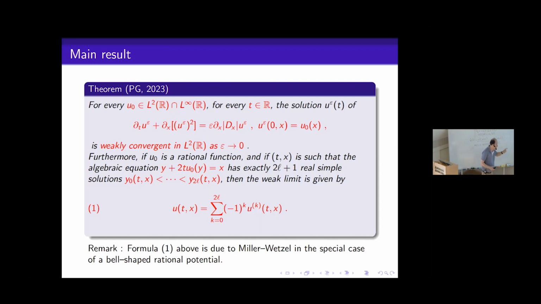So this formula was in fact already found in the very special case of the bell-shaped profile by Miller and Wetzel. But what I want to tell you here is that it's possible to generalize it to essentially any kind of data, and by a very different method.